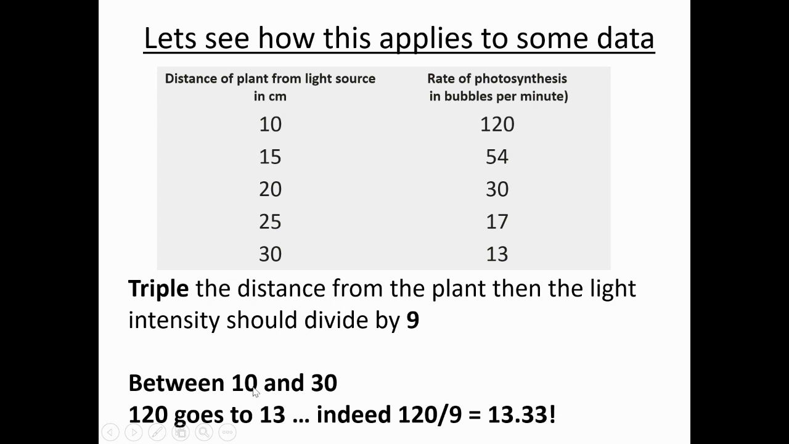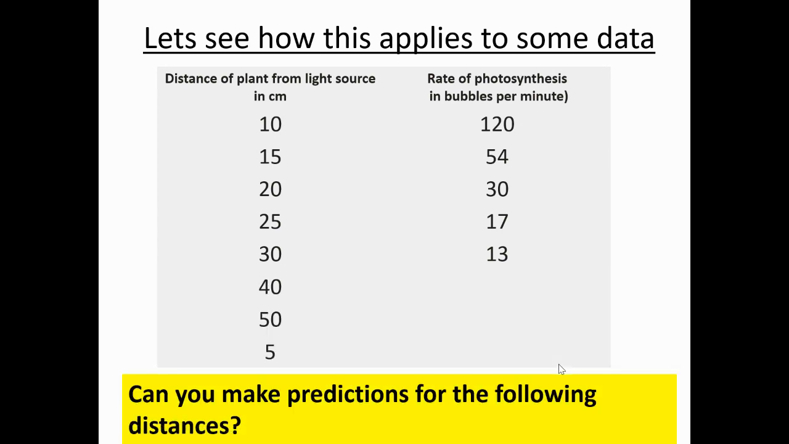Triple the distance, go from 10 to 30, that's tripling. So what you do is you divide it by 3 squared, you get 120 divided by 9, that's 13.33, rounded down to 13. It works.